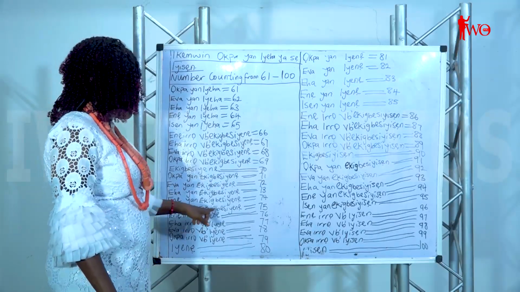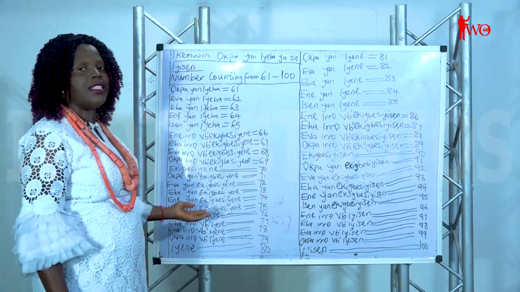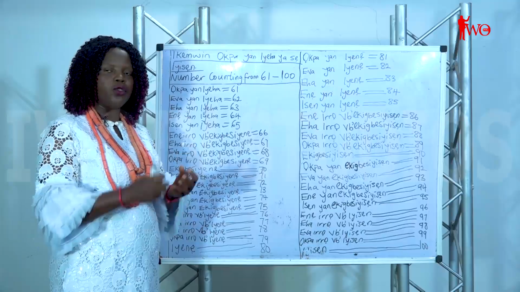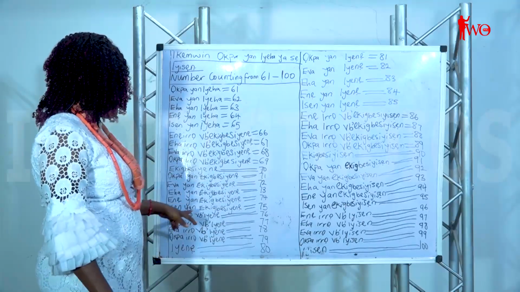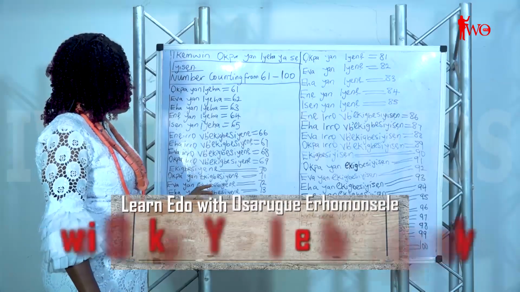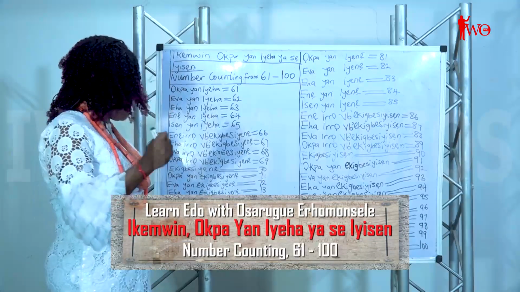Now, I also told you that this eneiro is used to remove, to subtract, to reduce. So, yene is 80. So, for us to get 76, we have to remove 4 from 80.